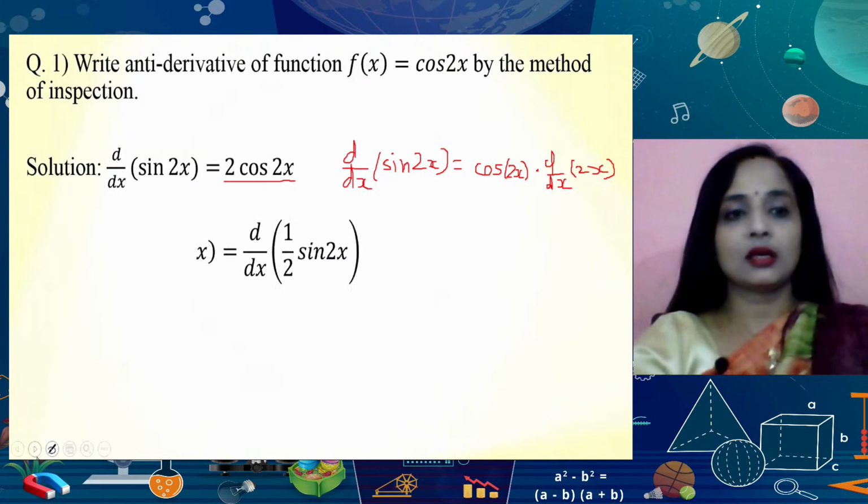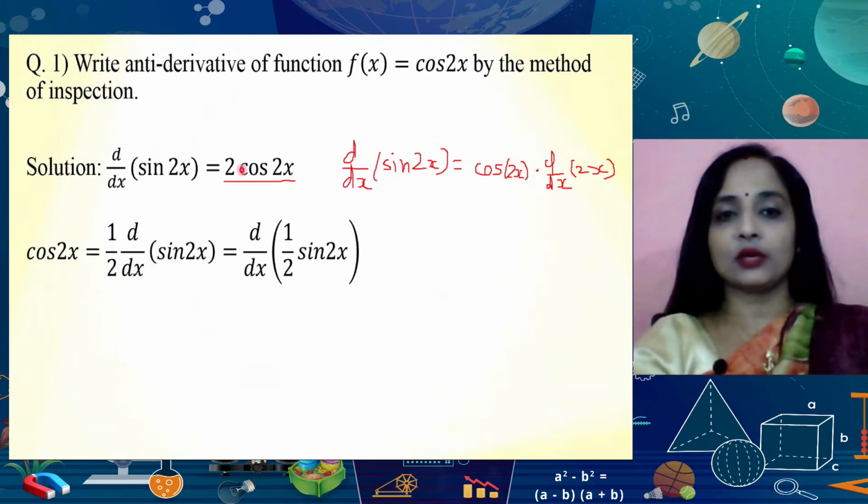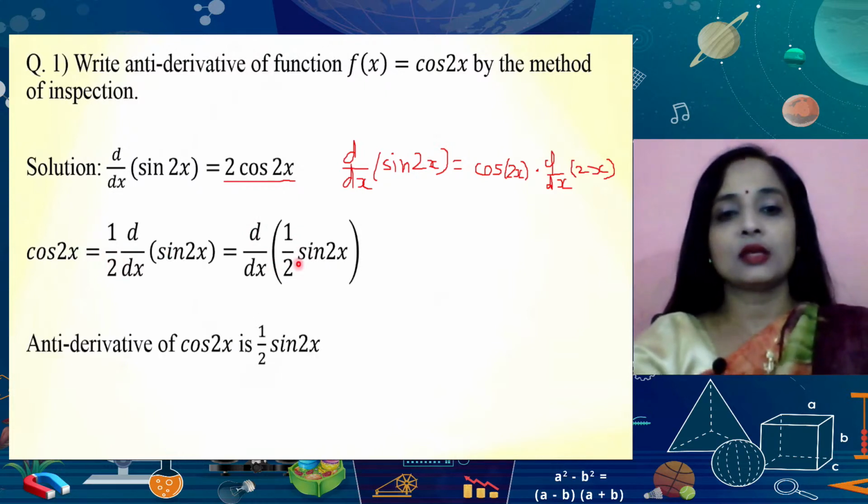Then cos 2x. The answer will become what? Half the derivative of sin 2x. This 2 has been shifted to this side. And you can even shift this half to inside sin 2x. So cos 2x is actually the derivative of half sin 2x. So the antiderivative of cos 2x will become half sin 2x. This is called the method of inspection, by using which you have to find the antiderivative.